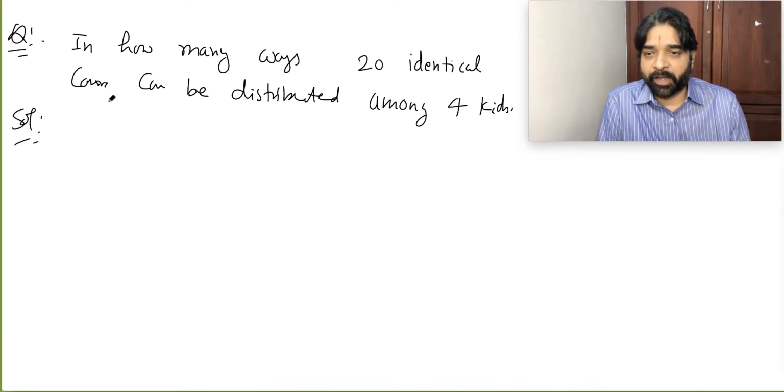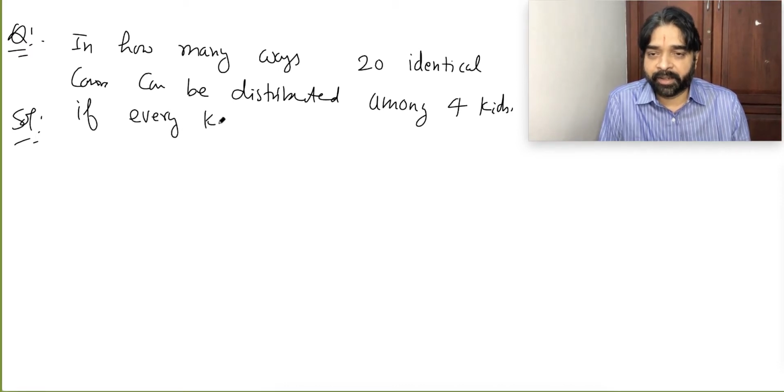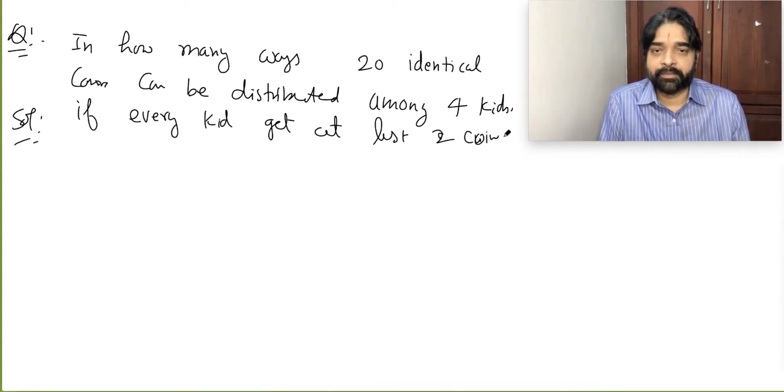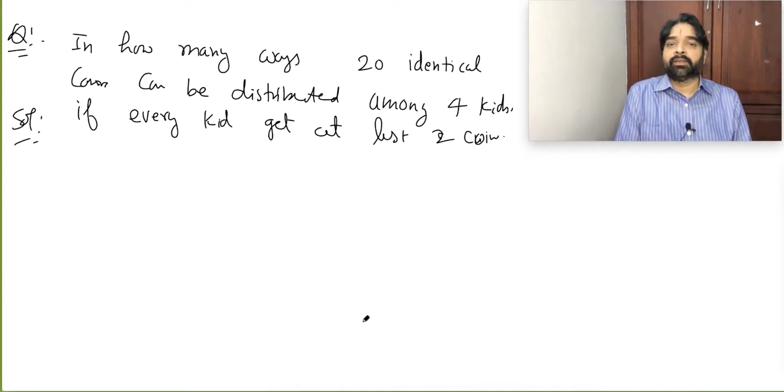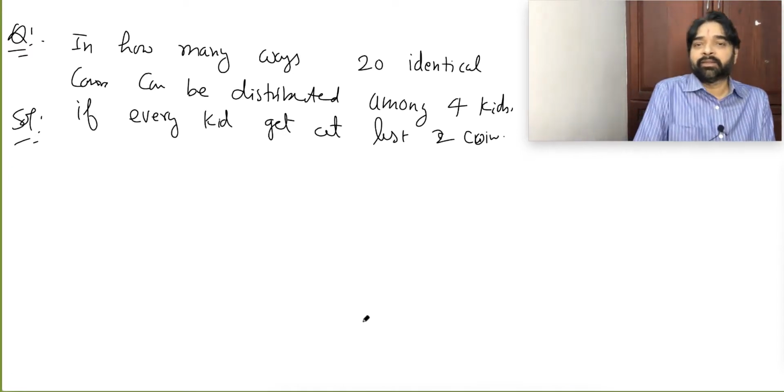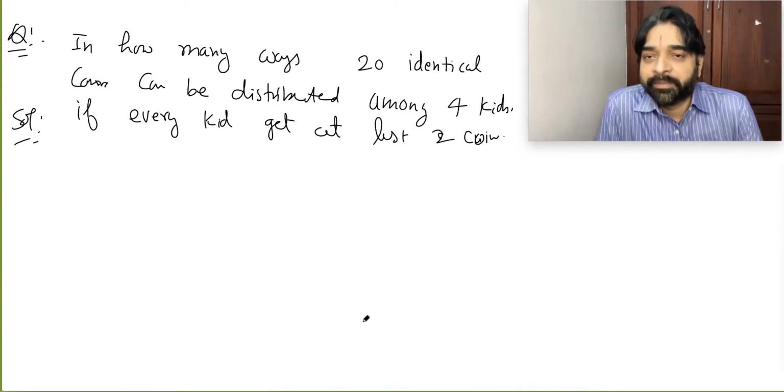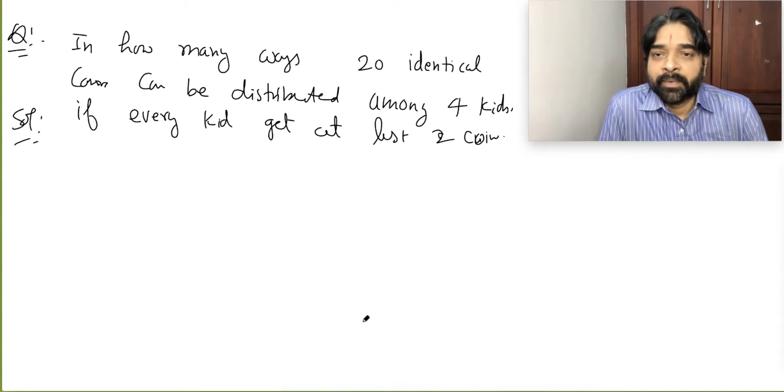In how many ways can 20 identical coins be distributed among 4 kids if every kid gets at least 2 coins? Right. Sometimes the brain also has to be applied, no? Don't depend only on the formula. It is very sure that an empty group is not allowed, but it is also sure that a minimum of 2 has to come.